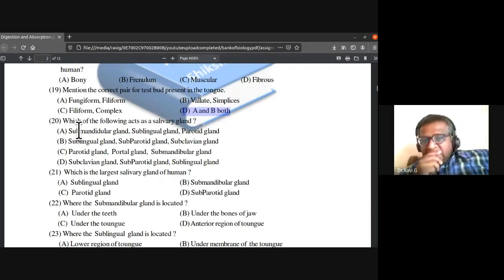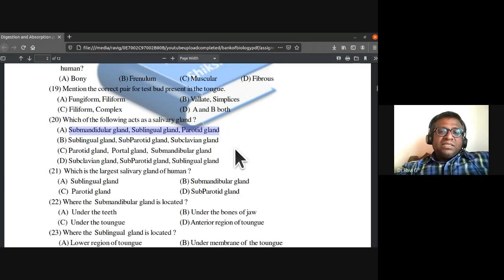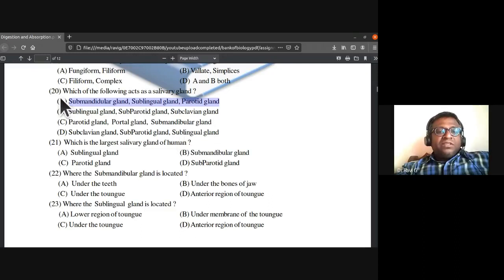Which of the following acts as a salivary gland? So I asked you to remember it as PSS, isn't it? Parotid gland, a pair of parotid glands, a pair of sublingual glands, a pair of submandibular glands. So they should have all these three: submandibular gland, sublingual gland, parotid gland. So this seems to be the most appropriate answer, even though they are not in the correct sequence. The others are all in the wrong labeling. So 20th, A is the correct answer.